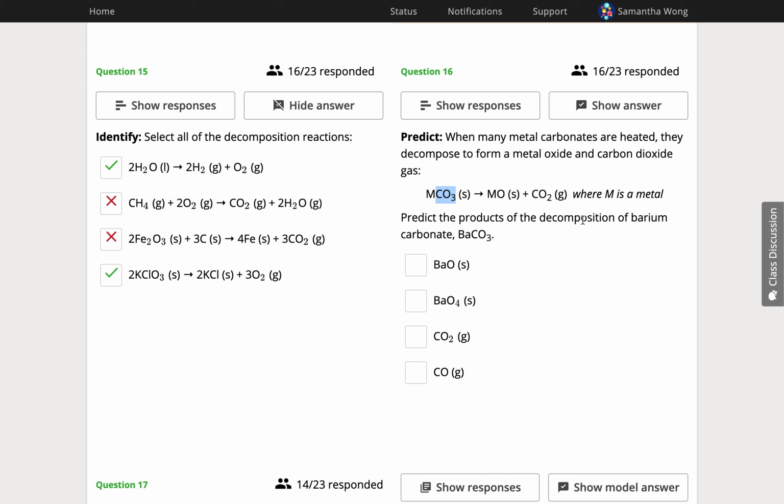Predict the product of the decomposition of barium carbonate. So instead of the M here, if we replace it with Ba, what we would end up with is every time there's an M, we're just going to replace it with Ba. So this one would be BaCO3 gives you BaO plus CO2. So out of all of these reactions, what you would end up with is you would end up with BaO for this one here, and also carbon dioxide gas.